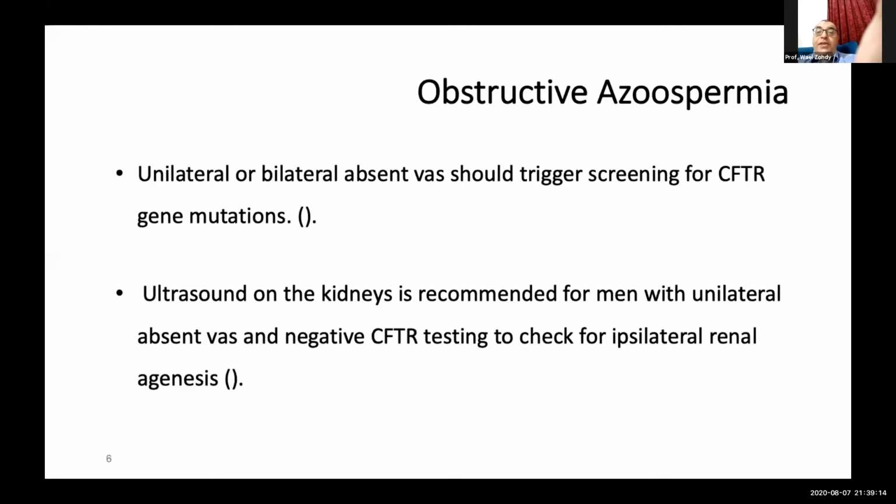Absent vas is one of the commonest causes of obstructive azoospermia. It could be unilateral obstruction or bilateral absent vas. CFTR gene mutation is common, and ultrasound examination of the abdomen is really required in patients with unilateral absent vas and negative CFTR gene mutation.